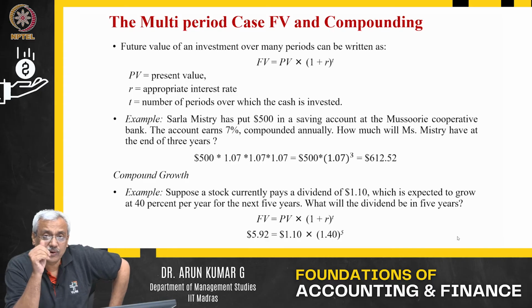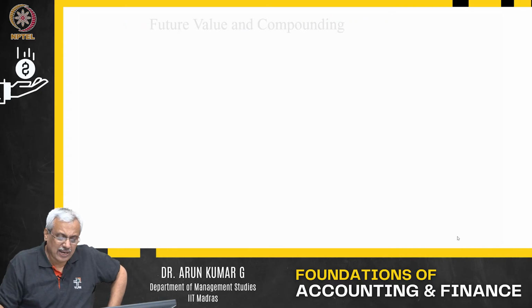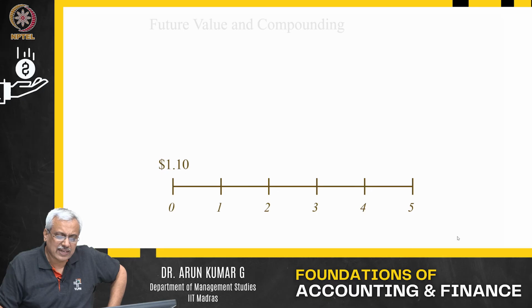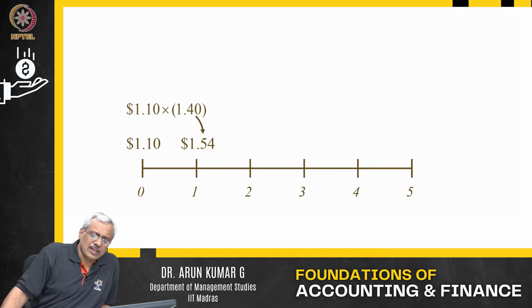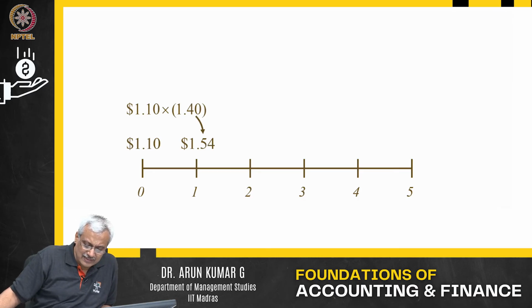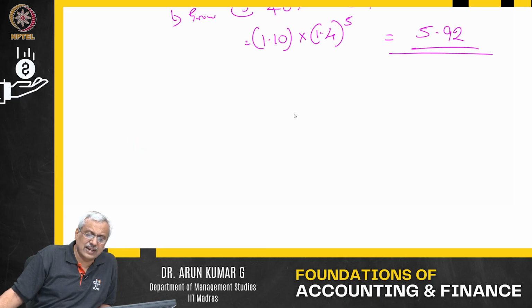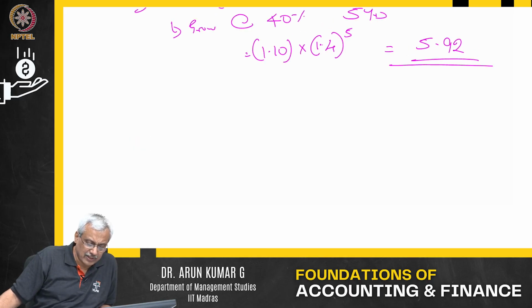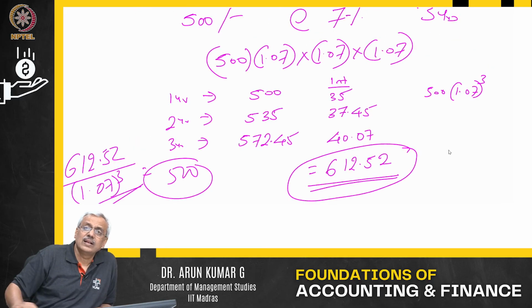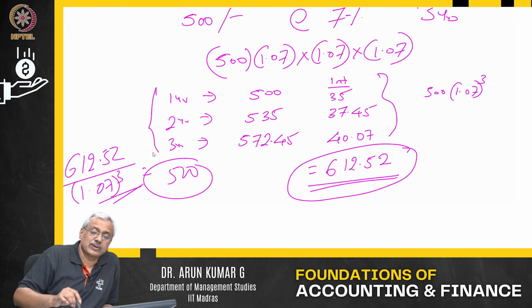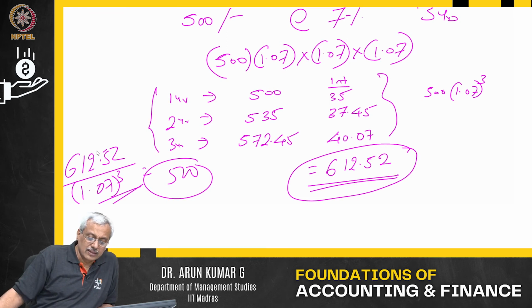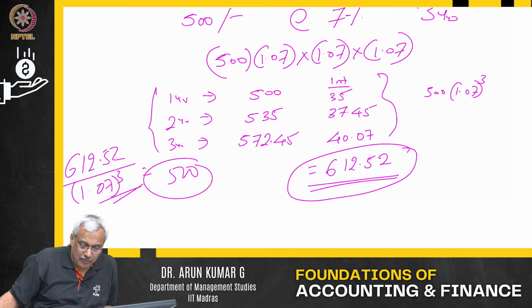The next one, compounded growth rate. What will be the dividend out there? Basically, what are we looking at in this particular case? Future value and compounding, same thing as I had explained in this slide. Year on year, it is getting compounded.